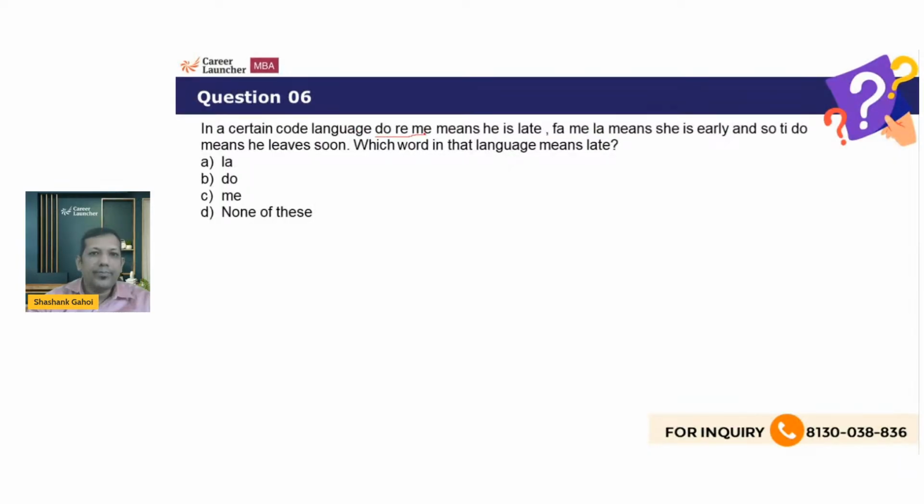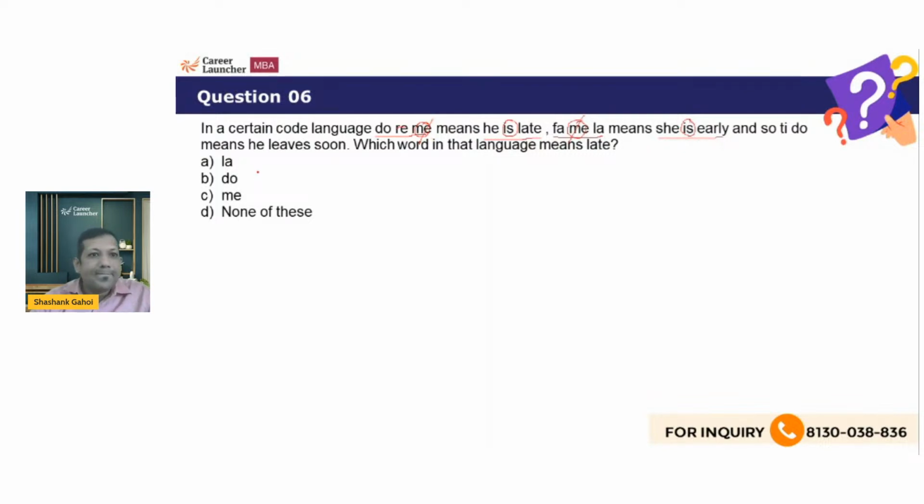Do re me means he's late. Fa me la means she is early. What is common in both? Is. So in coded language, what is common? Me. So it means me represents is. So me cannot be the answer.